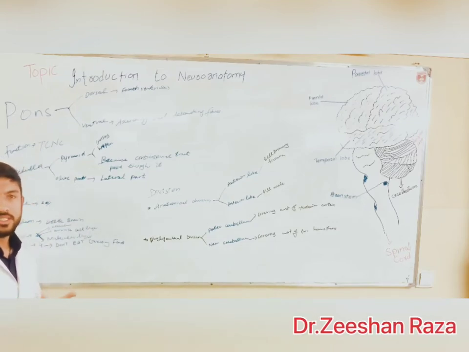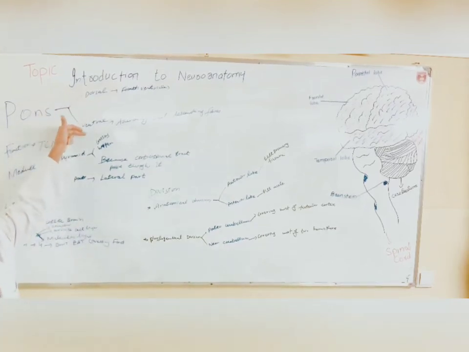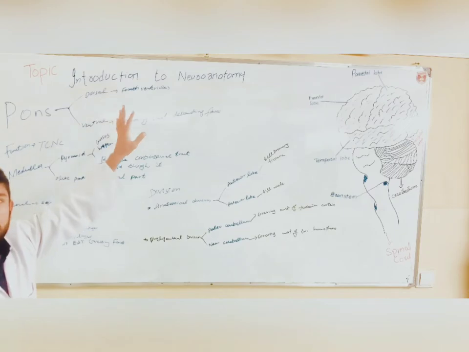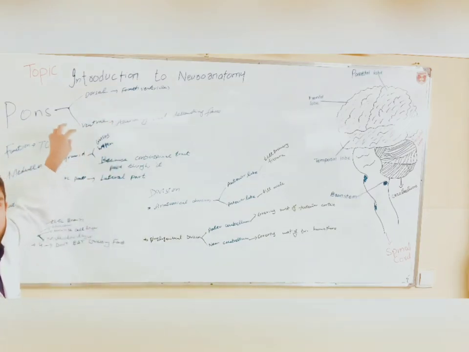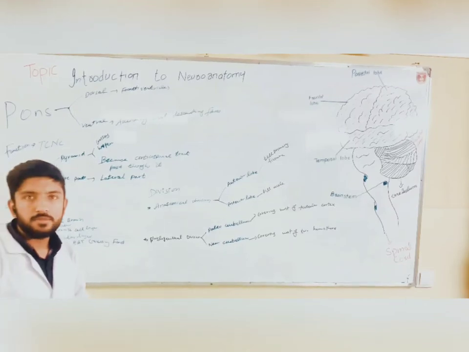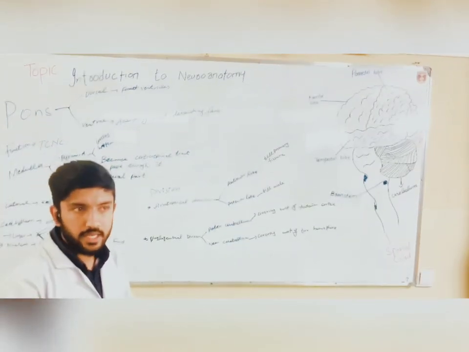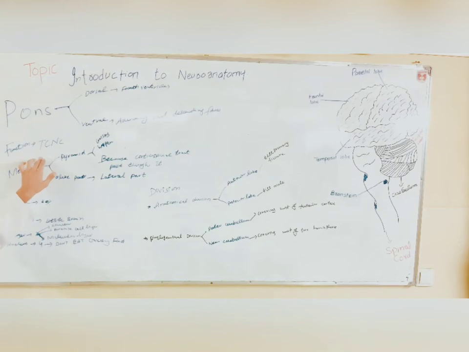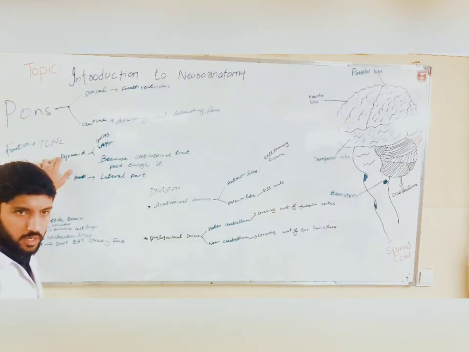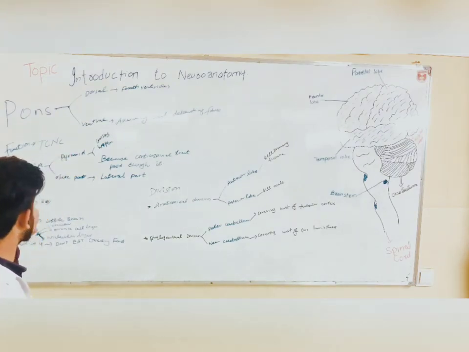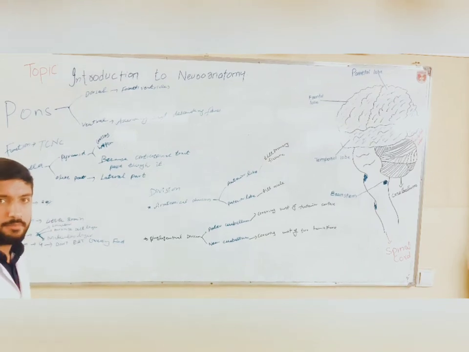Pons has two parts: dorsal part and ventral part. Dorsal part makes the fourth ventricle, and the ventral part has ascending and descending tracts. It performs the function as TCNC, tract connection nuclei center.